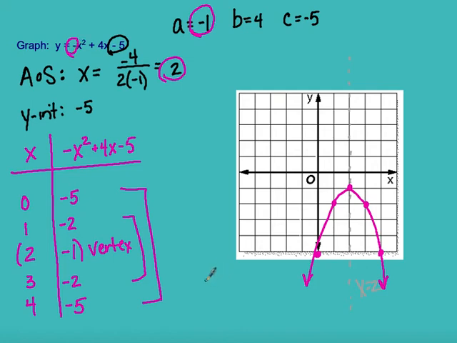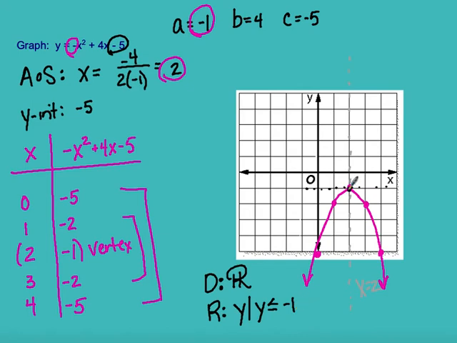All right, so let's talk about our important pieces. Our domain from left to right is going to be all real values. Our range this time is going to start at our vertex, but it's going to get smaller. So our range is going to be all y values such that y is less than or equal to -1.